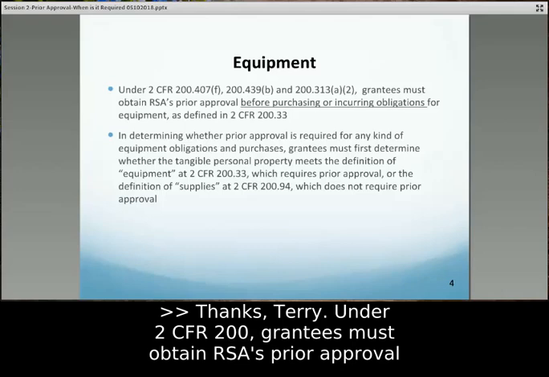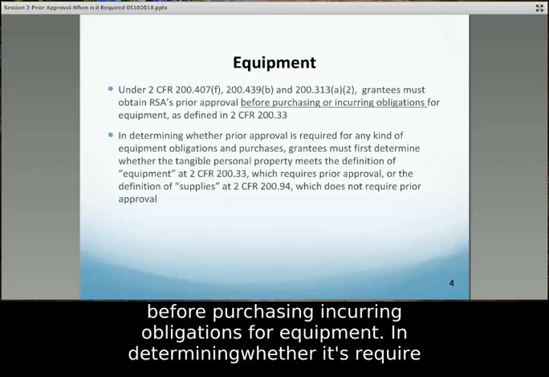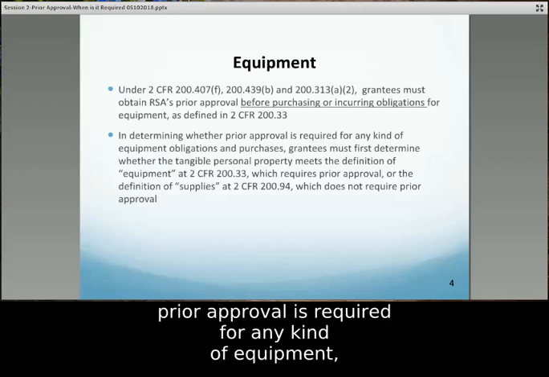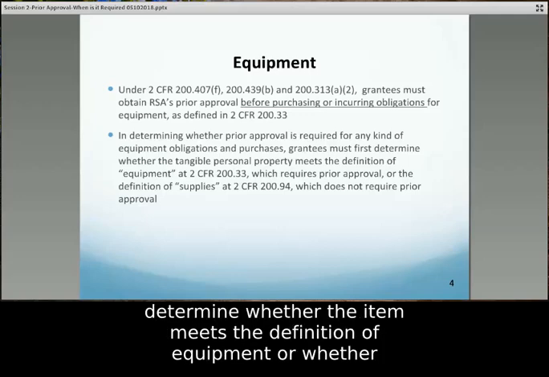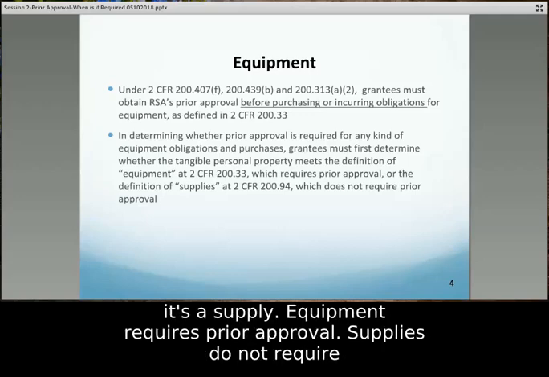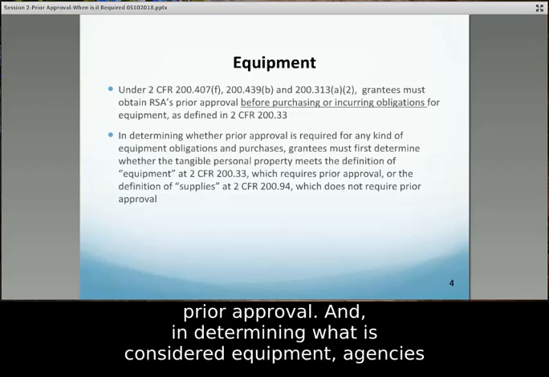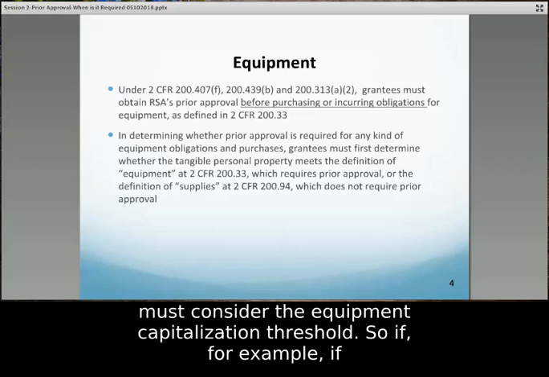Thanks, Terry. Under 2 CFR 200, grantees must obtain RSA's prior approval before purchasing and incurring obligations for equipment. In determining whether prior approval is required for any kind of equipment, obligations, or purchases, it's first important for grantees to determine whether the item meets the definition of equipment or whether it's a supply. Equipment requires prior approval. Supplies do not require prior approval. And in determining what is considered equipment, agencies must consider the equipment capitalization threshold.